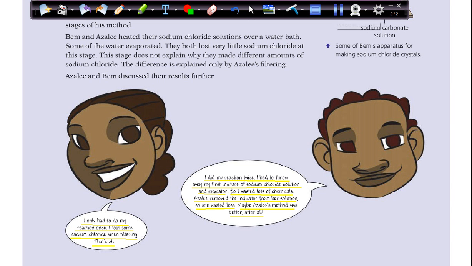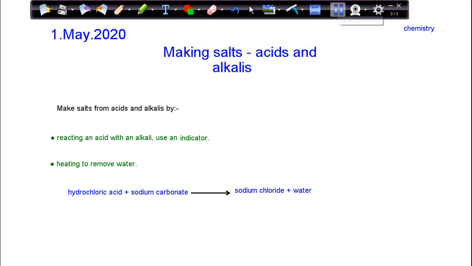So now let's go to the summary of the lesson. Making salts, acids, and alkalis. Make salts from acids and alkalis by reacting an acid with an alkali. Use an indicator. Heat to remove the water. So you can use hydrochloric acid plus sodium carbonate to give you sodium chloride plus water, and then you can evaporate it to get the sodium chloride crystals.